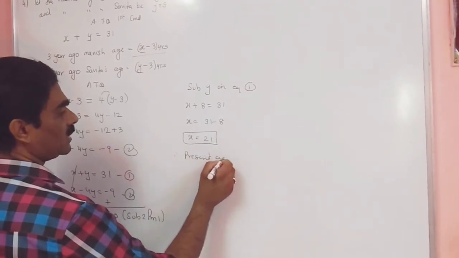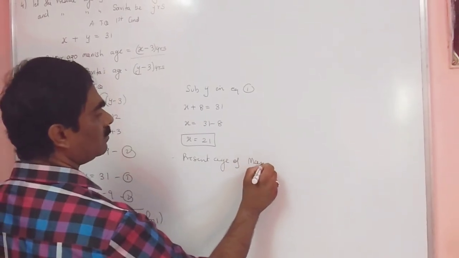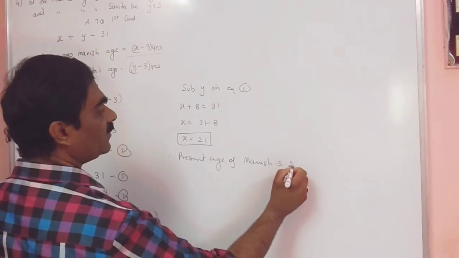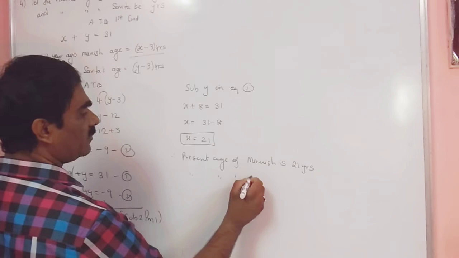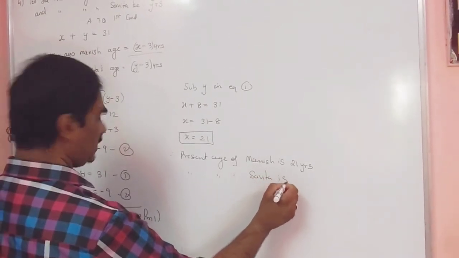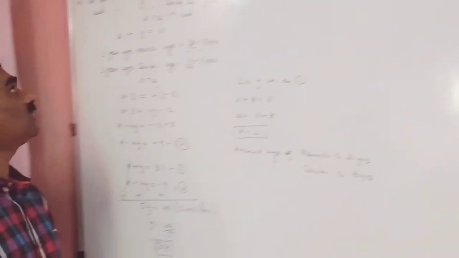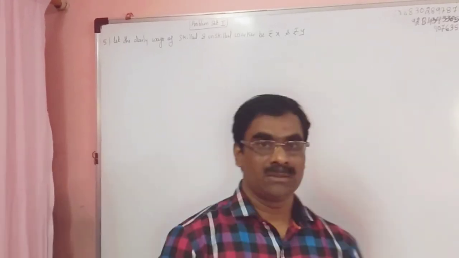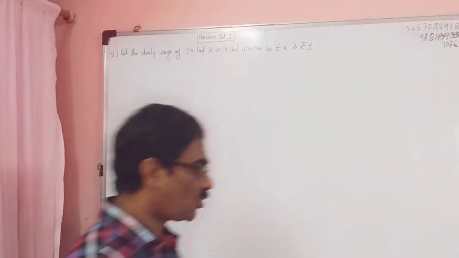Therefore, the present age of Manish is 21 years and the present age of Sangeeta is 8 years. So we got this, the 4th sum. Okay. The next sum, we are going to do the 5th sum, the second last sum on this topic.